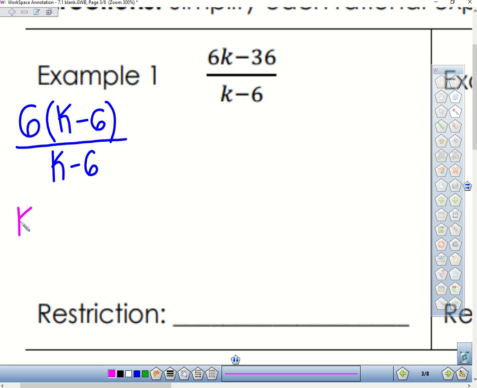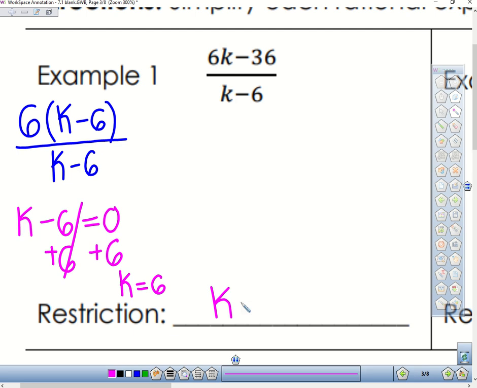So then we set our denominator equal to 0. And we get k equal to 6. So what that means is your restriction is that k cannot be 6. So it's important we find that restriction. Okay, whatever you find that the answer is to setting the denominator equal to 0 is what your value for your variable cannot be. Everybody see that? So once you've done that, you can now simplify this. So what can I cancel out in both the numerator and denominator here? Good, the k minus 6 cancels. And the simplified version of my polynomial is 6.